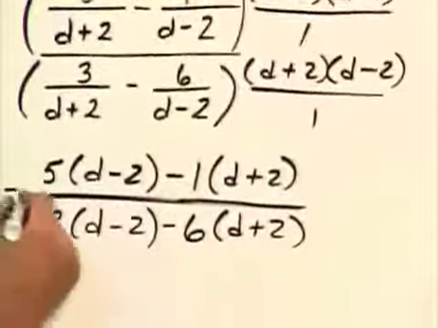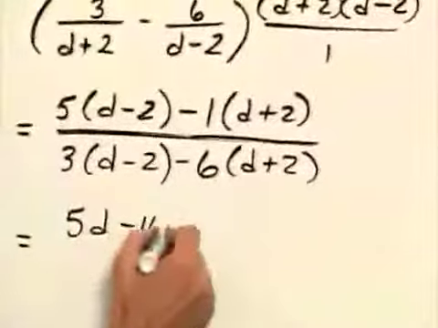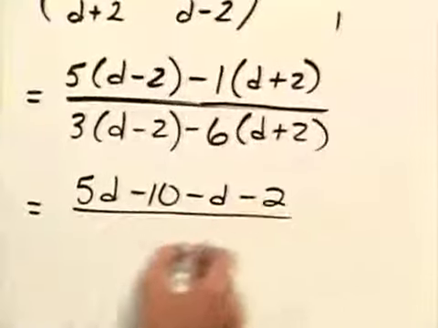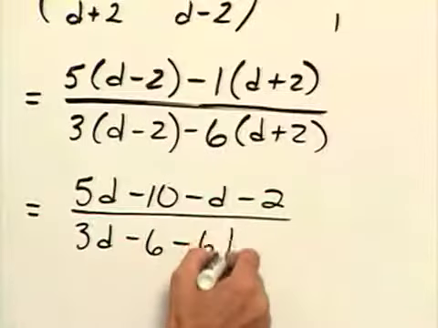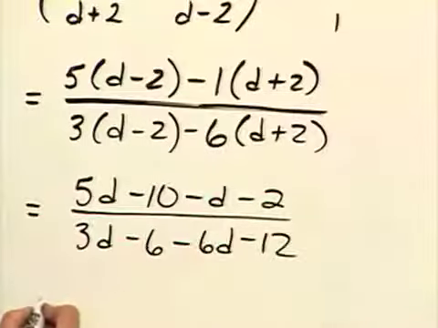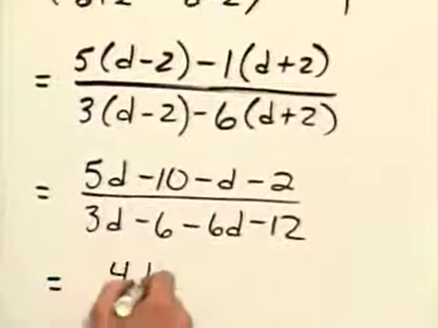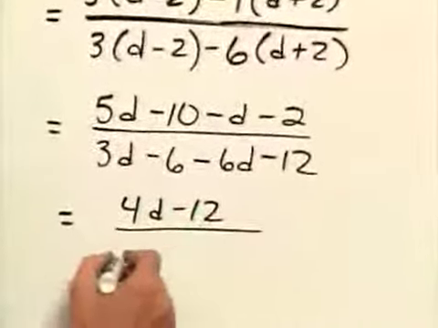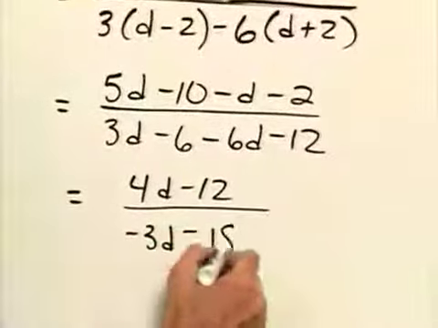Now all we need to do is just simplify. So we'll have 5d minus 10 minus d minus 2 divided by 3d minus 6 minus 6d minus 12. And if I combine like terms here, we're going to have 4d minus 12 divided by negative 3d minus 18.